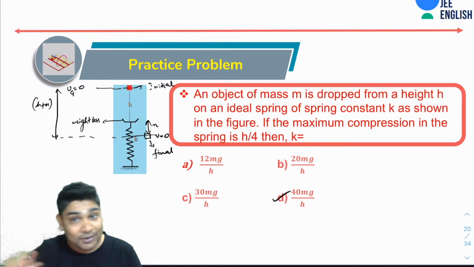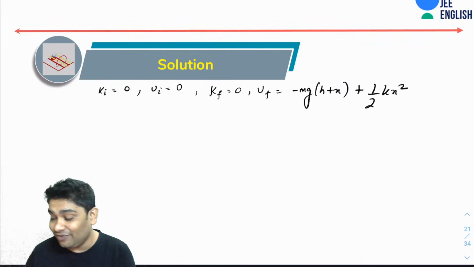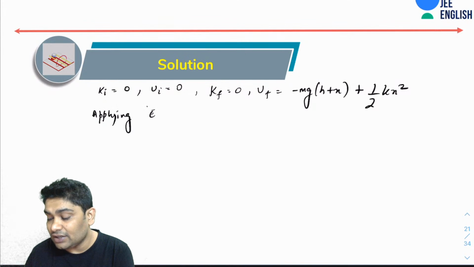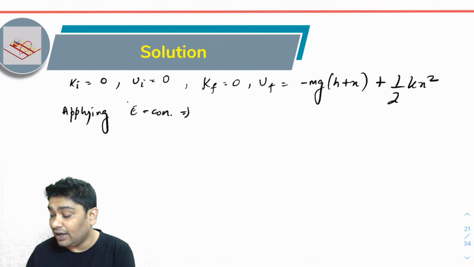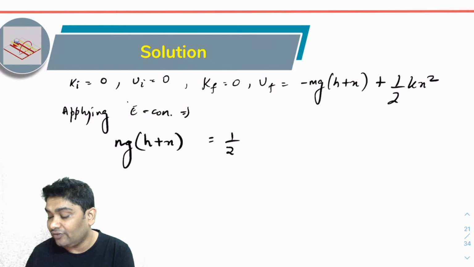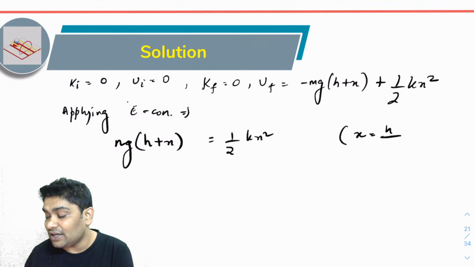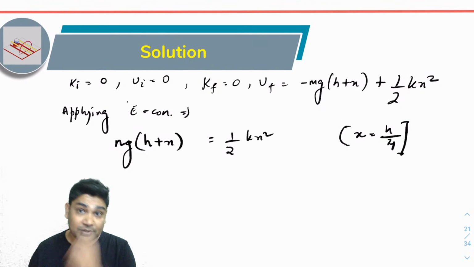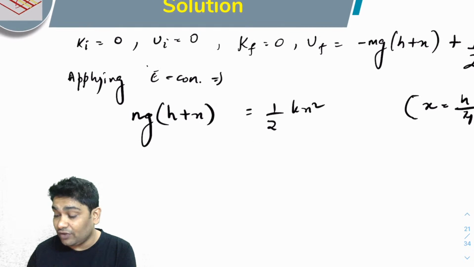For both, I've taken the potential energy also, so I can apply work energy theorem or energy conservation. So applying energy conservation, let's see what we are getting. We are getting that mg(h plus x) should be equal to half kx square. Now I was also told that x is h by 4. This had been told to me in the question. So let's just substitute that value and let's see what we are getting.